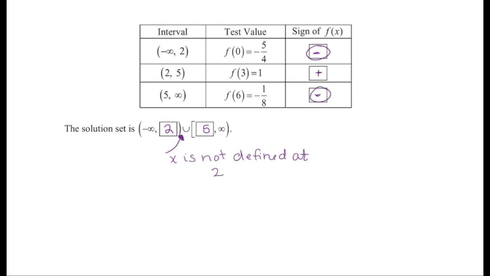Even though our statement is less than or equal to, x is not defined at 2 because if we plug the 2 into the denominator, we would end up with a 0. So I'm excluding 2, although in that interval we certainly are negative. But we can include 5 because 5 is a critical value only when we solved.